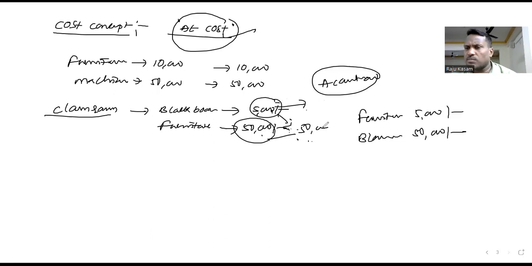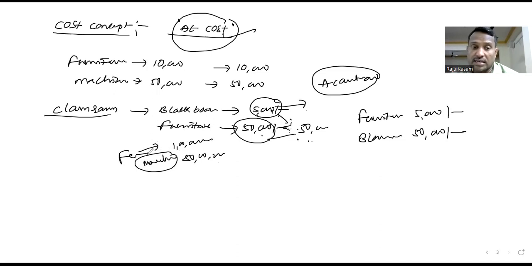We can take a number of examples. There is a factory, and in the factory there are premises. The factory premises are useless without the machinery. In factories, machineries play an important role. The factory premises are worth 1 crore, but the machinery is only 50 lakh rupees. Without the machinery, the factory premises are useless.